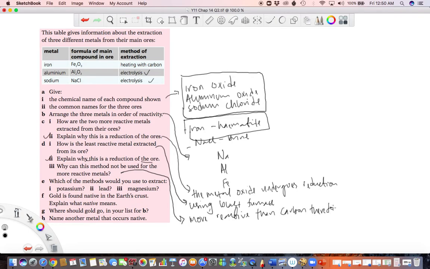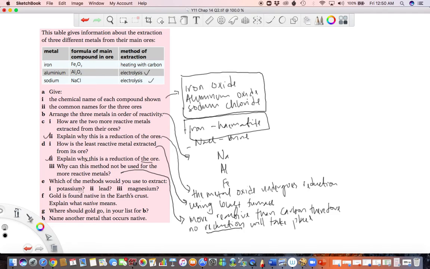Therefore, this is important, no reduction will take place. Okay, essentially, you're saying no reaction will take place, but you are being a bit more specific when you use the word reduction. So which methods would you use to extract potassium, lead, and magnesium?